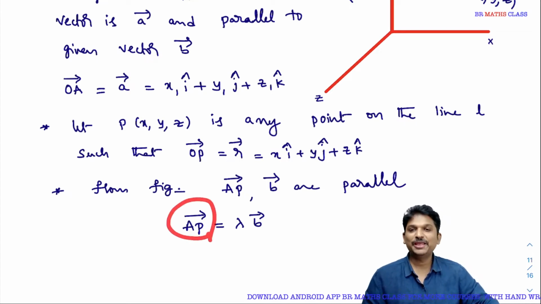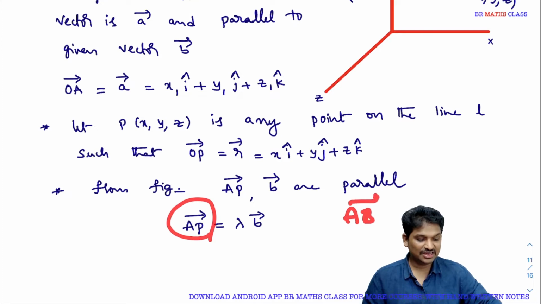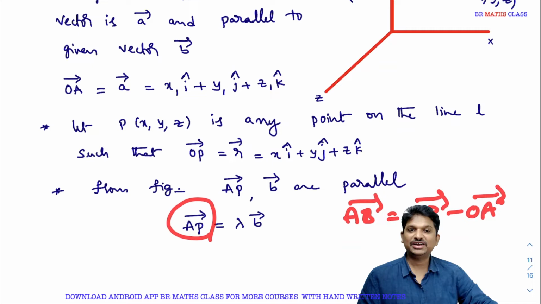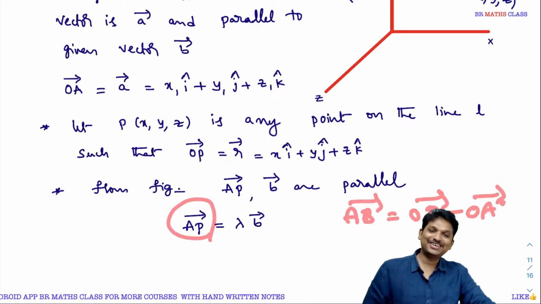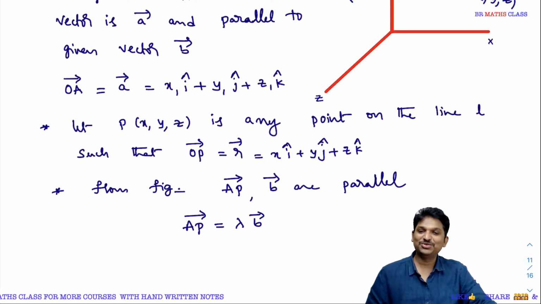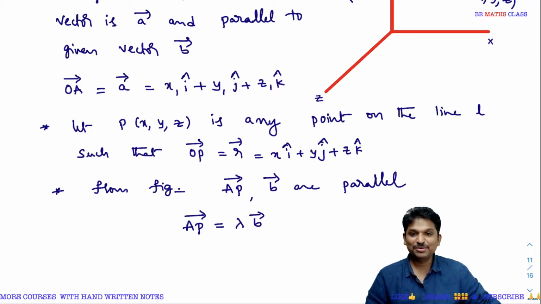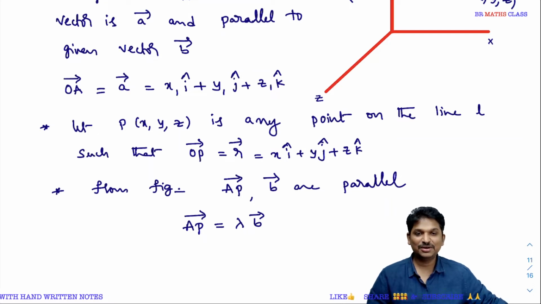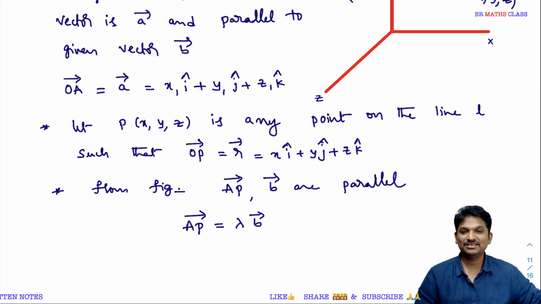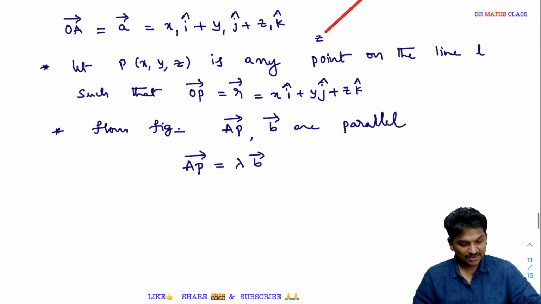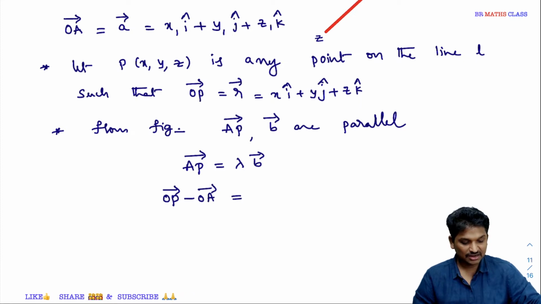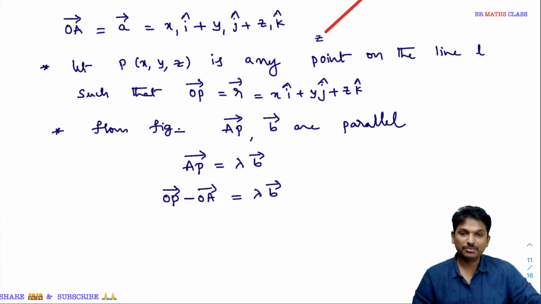Again a vector algebra concept. Suppose AB bar is there. AB bar can be written as OB bar minus OA bar, by the triangle law of vector addition. Similarly, AP bar can be written as OP bar minus OA bar. So this AP bar, OP bar minus OA bar, equals lambda B bar.